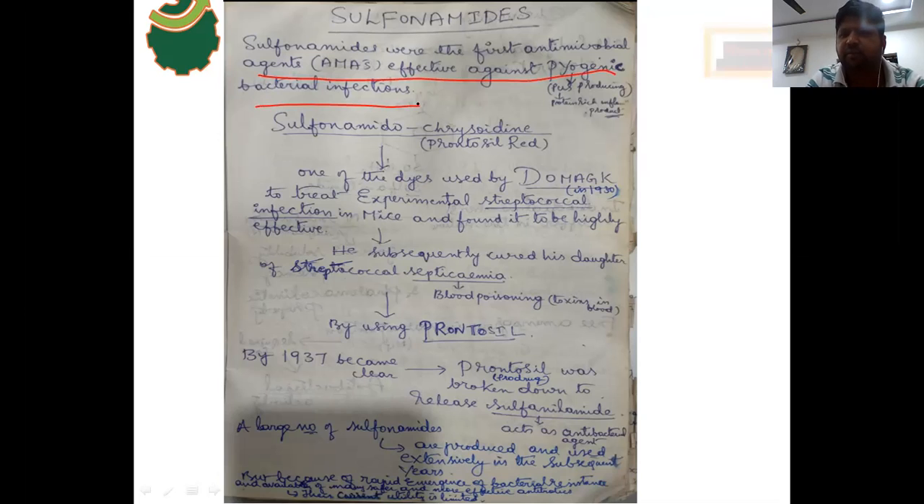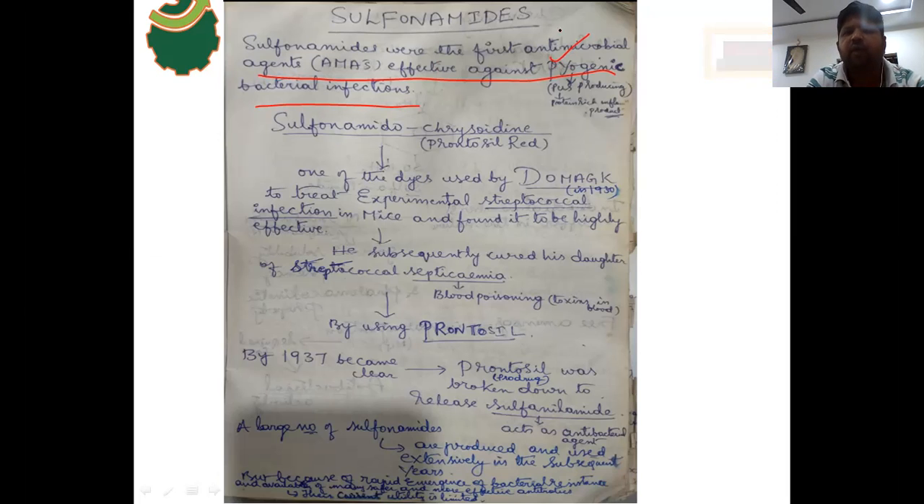That is the definition of pus. Pus is nothing but the protein-rich inflammatory product. Pyogenic means those microorganisms which are responsible for producing pus. So sulfonamides were very effective against pus-producing microorganisms, or pyogenic bacterial infection, that is, pus-producing bacteria.